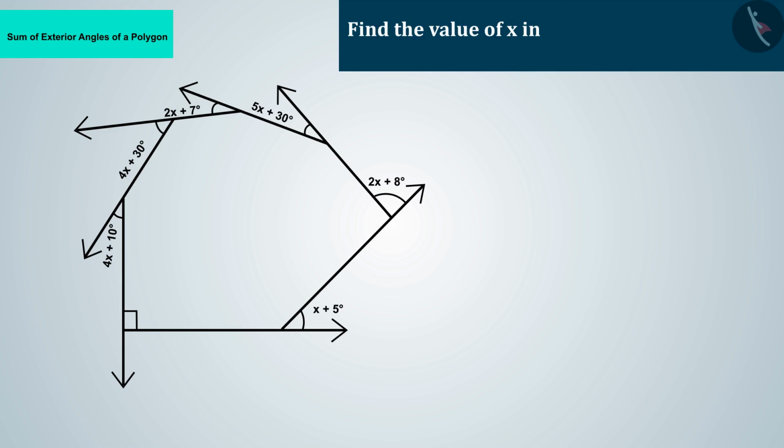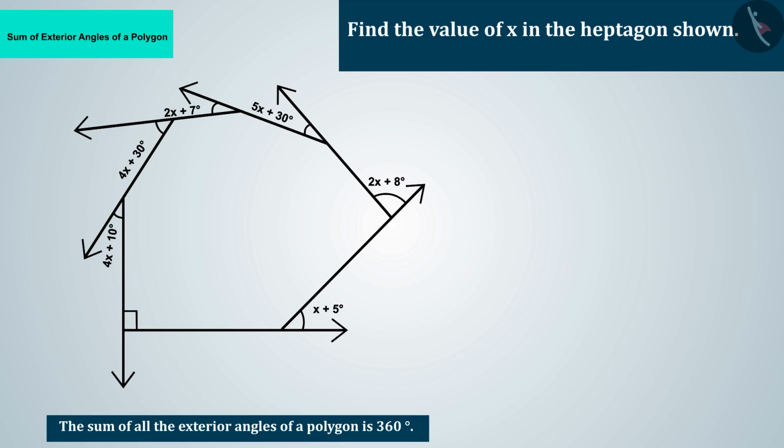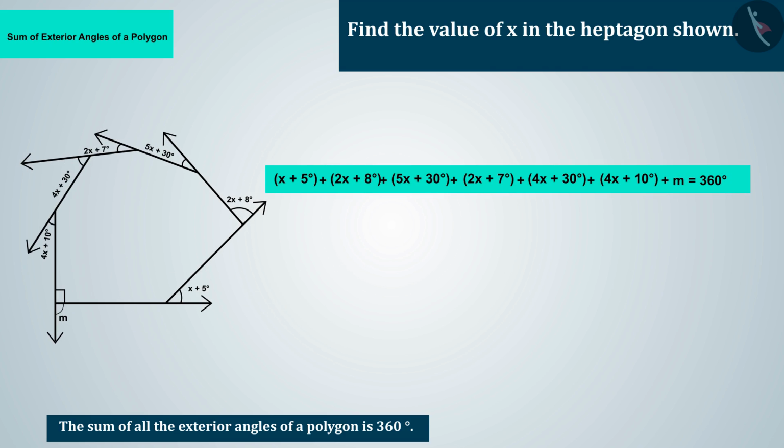Find the value of x in the heptagon shown. It is said in the question that the given figure is a heptagon. And we know from the previous video that the sum of all the exterior angles of a polygon is 360 degrees. But here we can see the measurements of only 6 external angles of the heptagon. Let us name this 7th external angle measure as m, and let's write this equation.